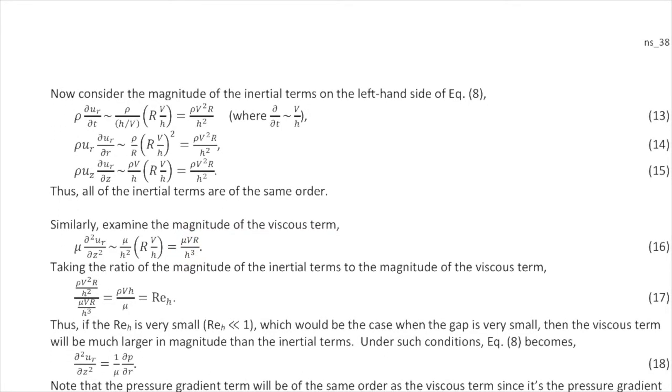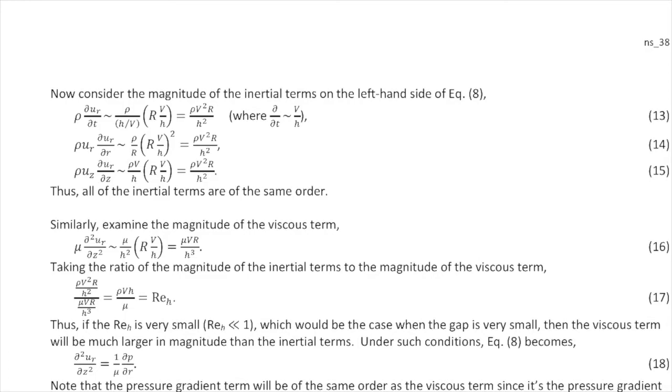Now let me take a look at the ratio of the inertial to viscous terms. So here's the inertial terms from the left-hand side. Here's the viscous term from the right-hand side. By the way, remember that the ratio of a characteristic inertial force to a characteristic viscous force is like the Reynolds number. And you can actually see that here. When I take the ratio of these, you end up with a Reynolds number looking term. It's the Reynolds number based on the gap height h.